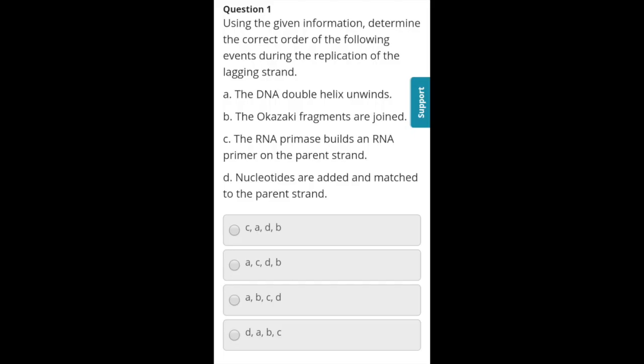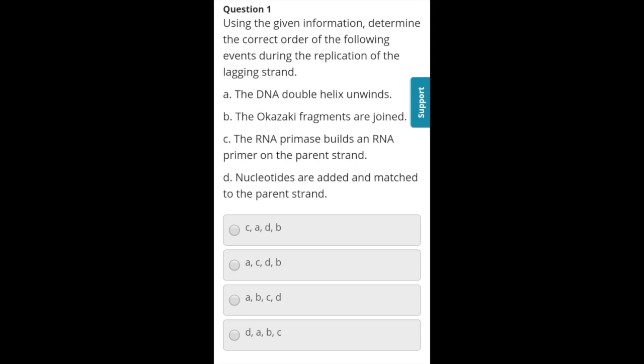Using the given information, determine the correct order of the following events during the replication of the lagging strand. A. The DNA double helix unwinds. B. The Okazaki fragments are joined. C. The RNA polymerase builds an RNA primer on the parent strand. D. Nucleotides are added and matched to the parent strand.